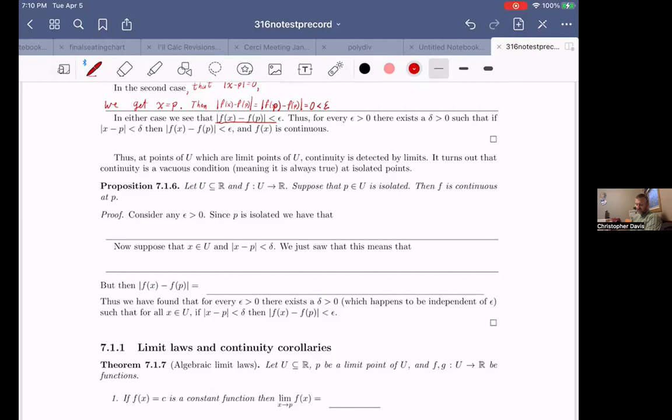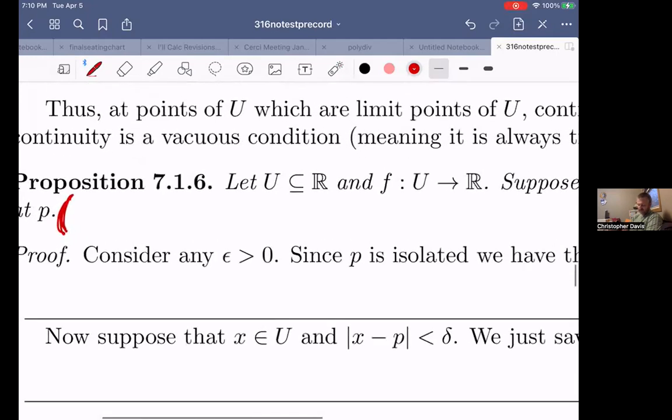So let U be a subset of R and f from U to R. Let's suppose that p is isolated. Then, no matter what the function f is, it is continuous at p. So this might seem really strong and exciting, but it's actually kind of upsetting. A thing that's always true, you don't get any information out of it. So continuity is, meaningless is probably a pretty good word. It's a thing that's always true at isolated points.